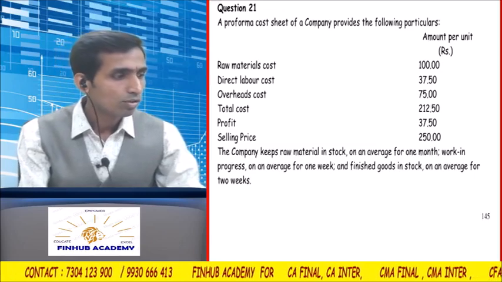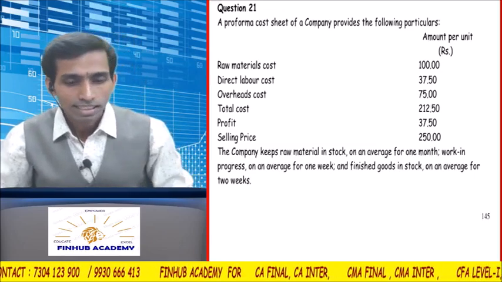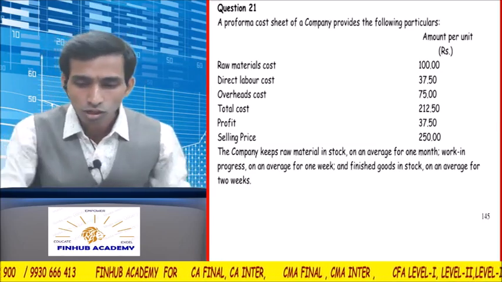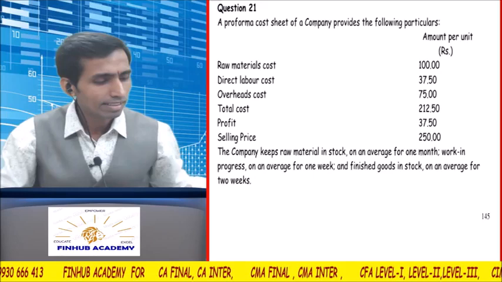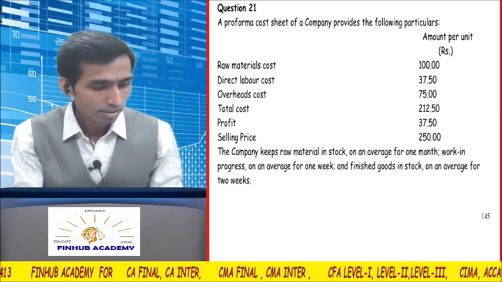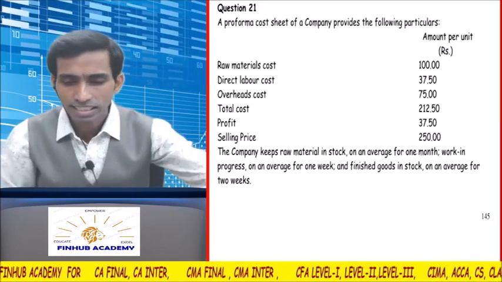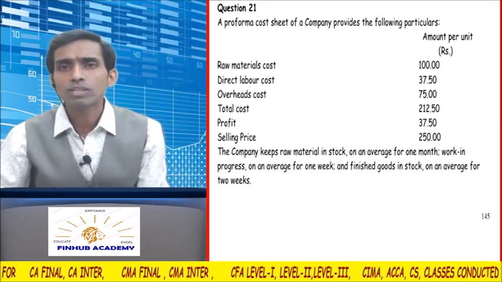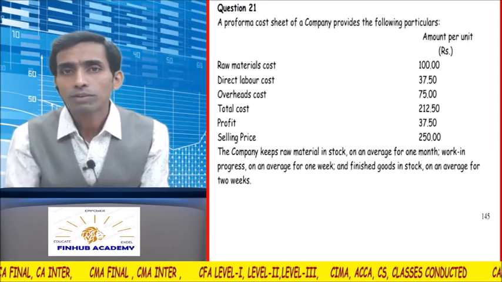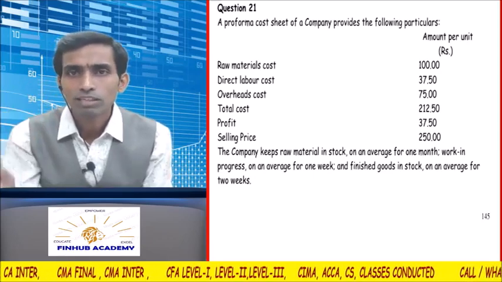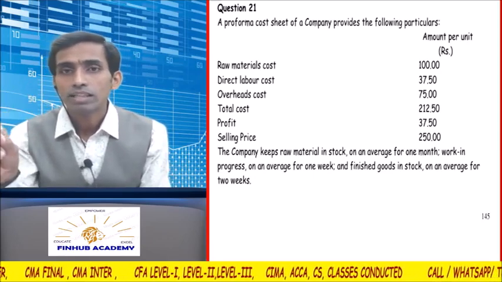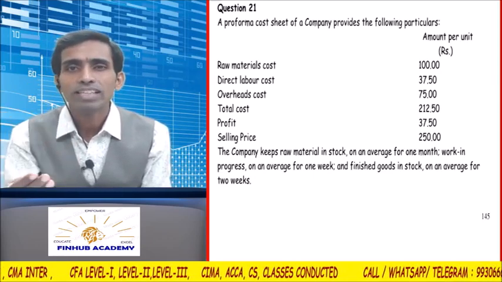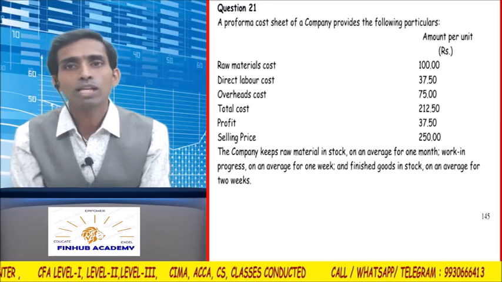Okay. So after that, the company keeps raw material in stock on an average for 1 month. Easy. Work in progress on an average of 1 week. Now sometimes students ask me, sir, how to calculate? See, 1 month or 1/12 we can take. Now here they have said that the work in progress is for 1 week. So 1/52 you will have to take.